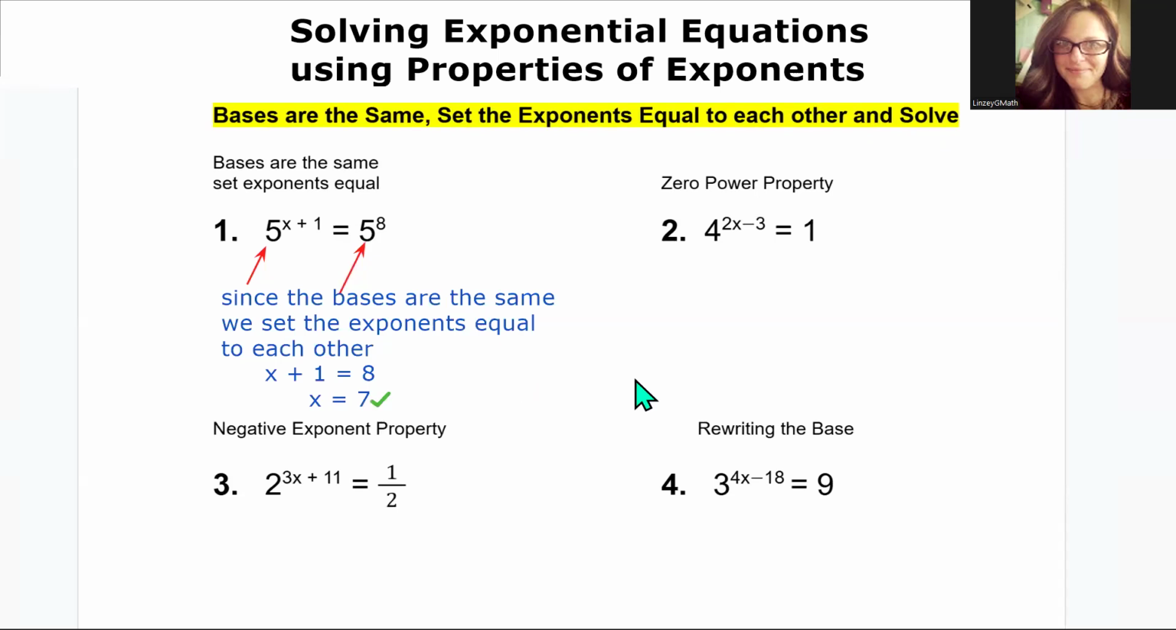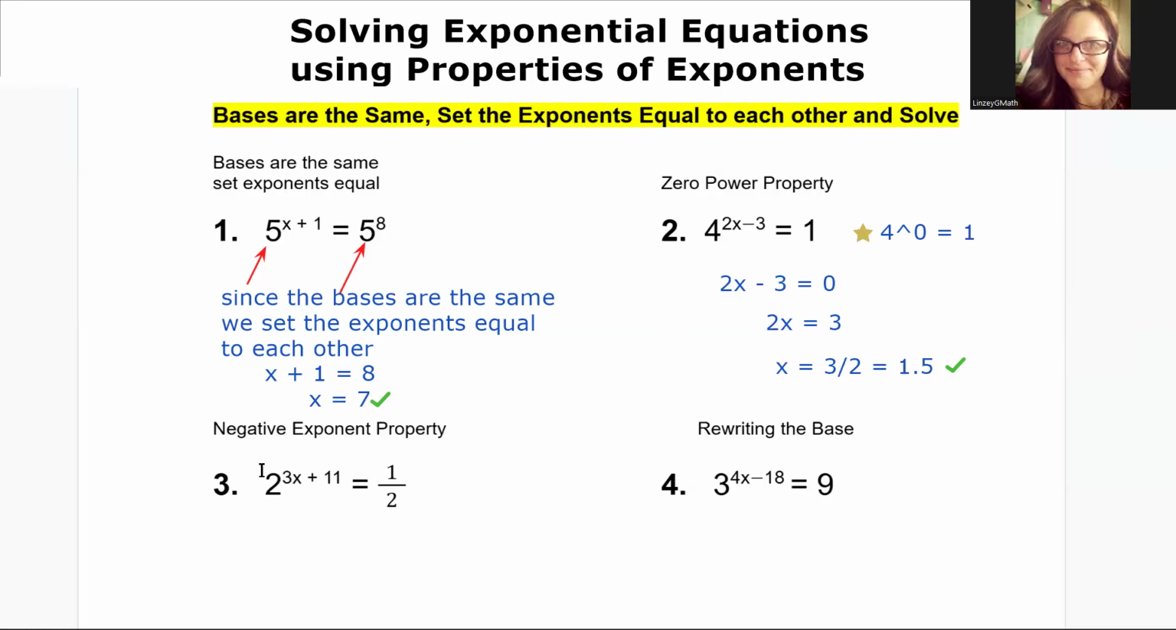Number 2, the zero power property. 4 raised to the power of 2x minus 3 is equal to 1. That means 4 is being raised to the 0 power. Anything to the 0 power is 1. So the exponent, 2x minus 3, has to be equal to 0. Then we'll add 3 and divide by 2. We get 3 halves, or 1.5.